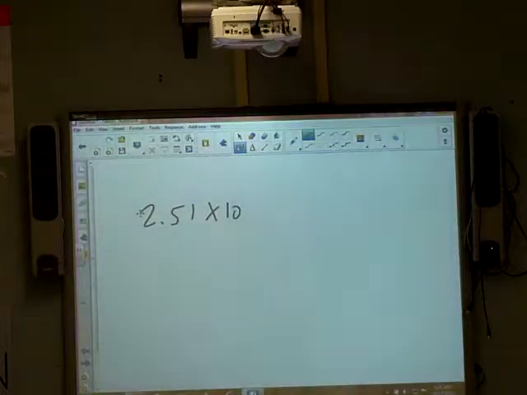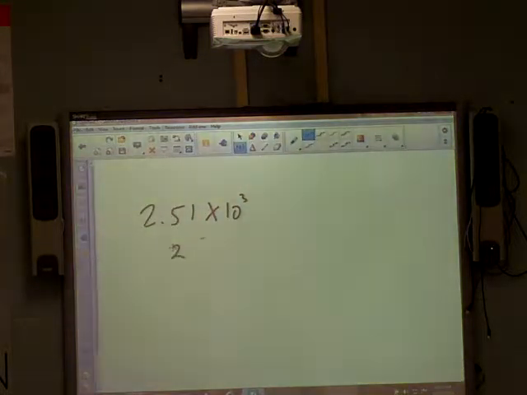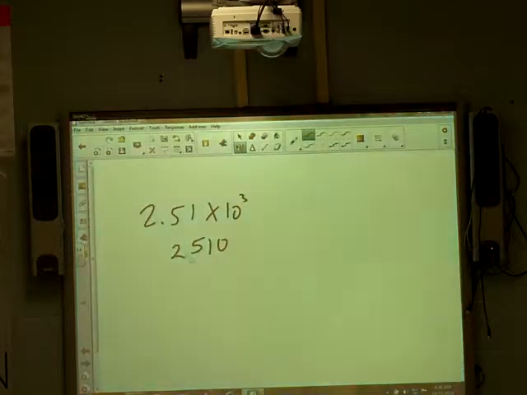2.51 times 10 to the 3rd. Remember, a lot of times people get confused on which way to move the decimal. If it's a positive exponent, your number's going to get bigger. So you're going to want to move this decimal to the right. How many times do you move it? 3, 1, 2. So then I've got to add a 0 if I run out of numbers, right? 2,500. Good job. What about negative 6.8 times 10 to the negative 4th?